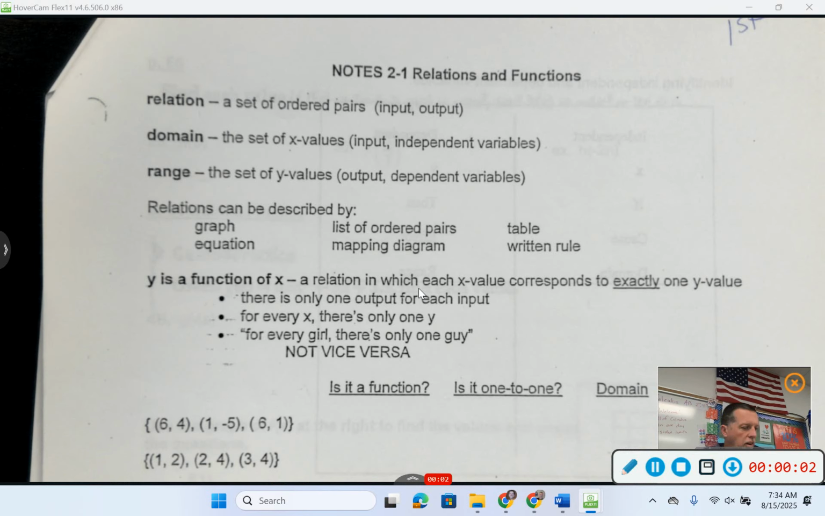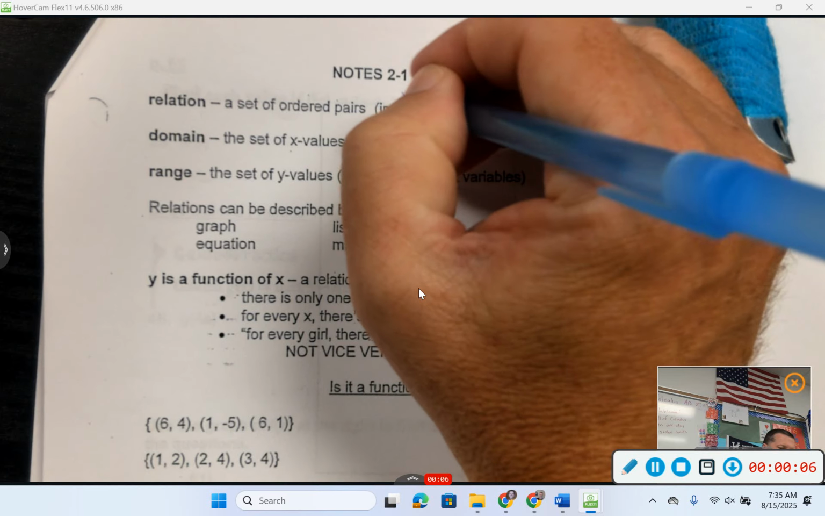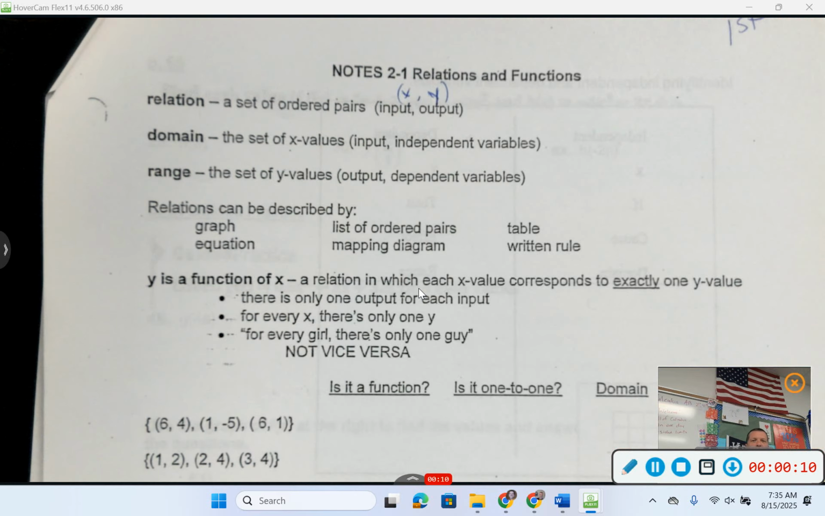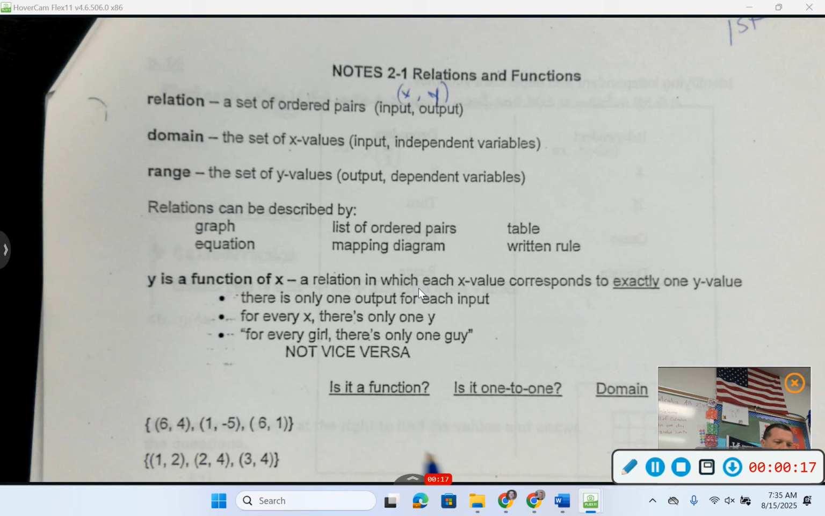A relation is a set of ordered pairs, an input and an output, usually x comma y. We don't really use that word very often because usually we're talking about functions. But not all relations are functions.